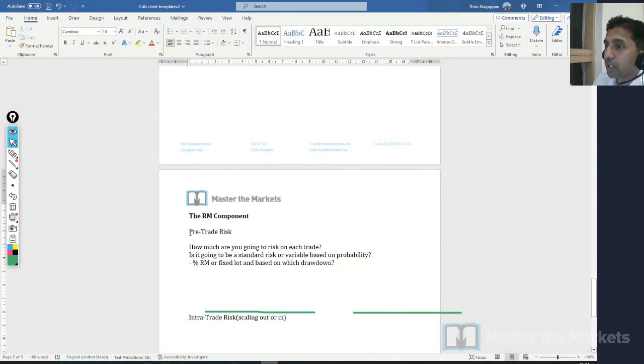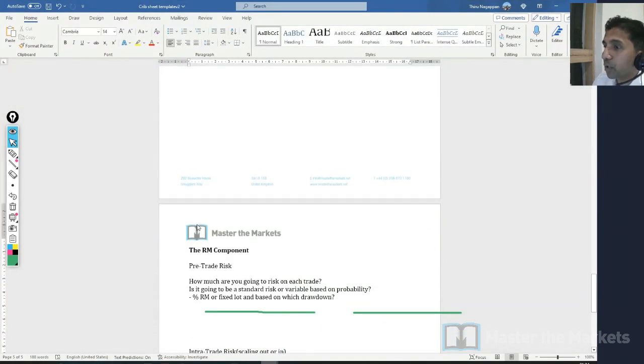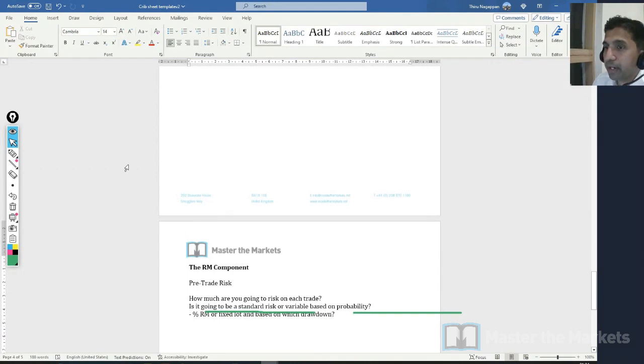There we go, the crib sheet template. So we've got the pre-trade risk management over here. First of all, you have to ask yourself, how much are you going to risk on the trade before you enter the trade? And how do you decide on that risk?